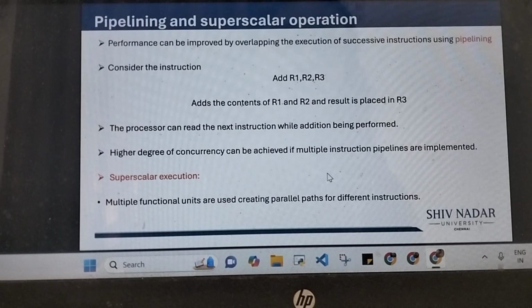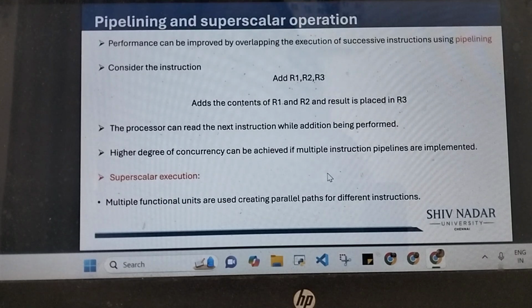For instance, instruction 1 is at the execute stage, instruction 2 is at the read stage, instruction 3 will be at the decode stage, and instruction 4 will be at the fetch stage. So when you do this sort of multitasking, working upon different instructions at the same time, it's called pipelining.